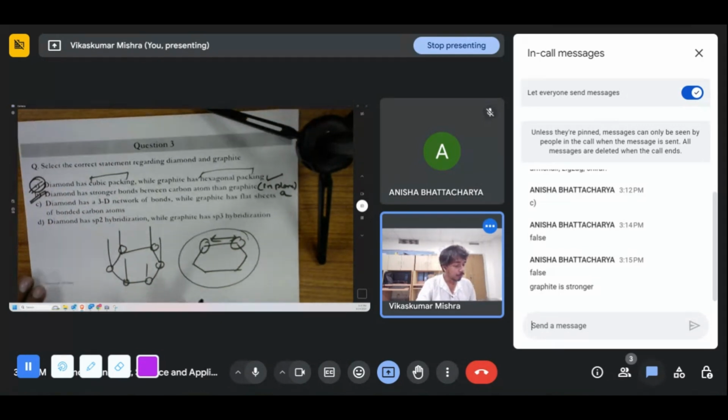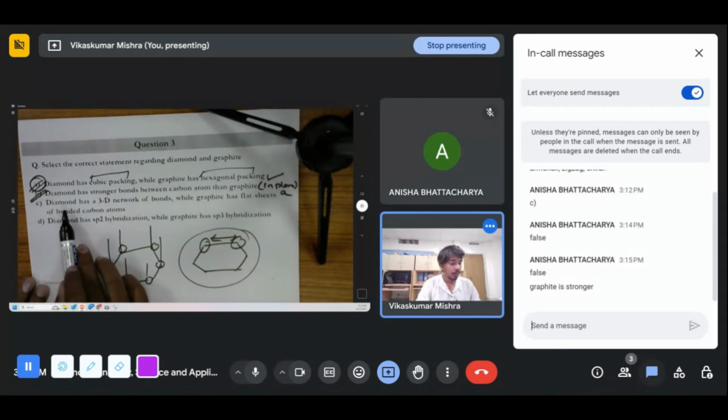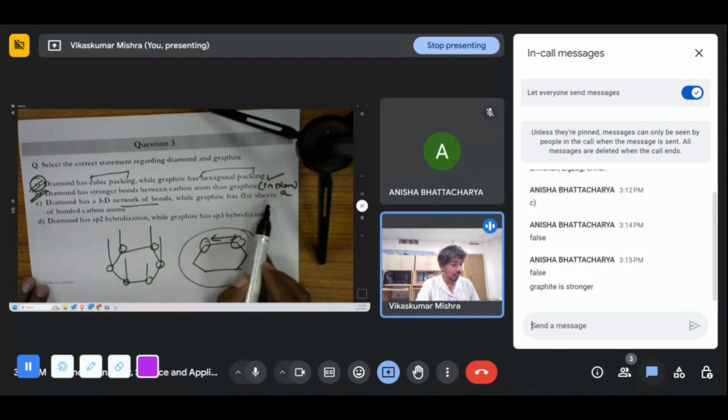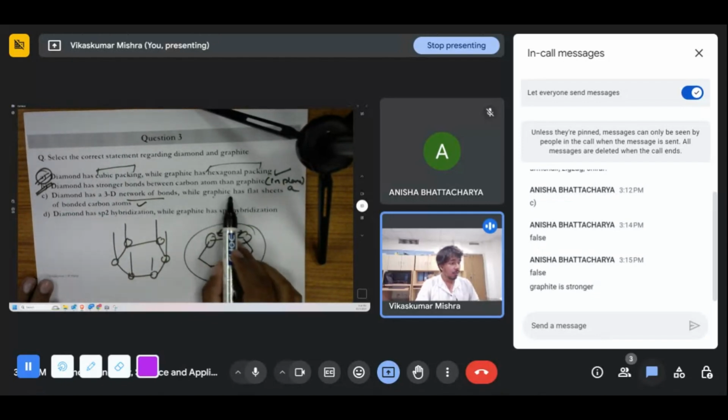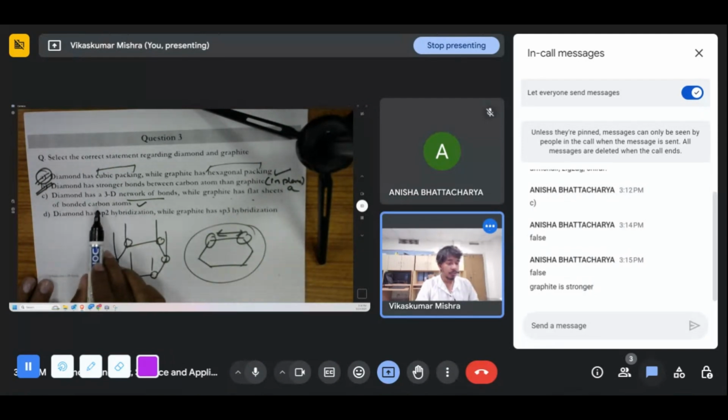B is wrong. C option: Diamond has the 3D network of bonds, while the graphite has a flat sheet of bonded carbon atoms. Is it true or false? Diamond is having the 3D network of the bonds, while the graphite has the flat sheet of the bonded carbon atoms.